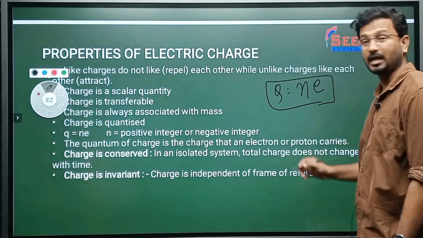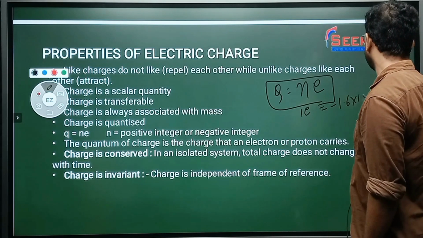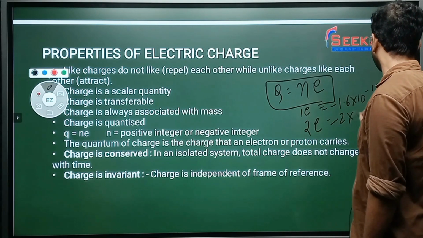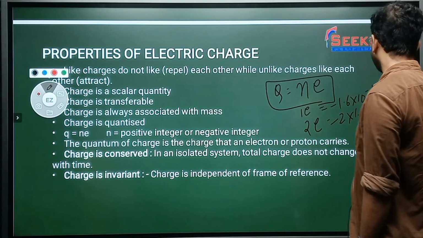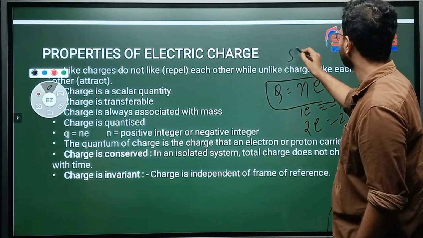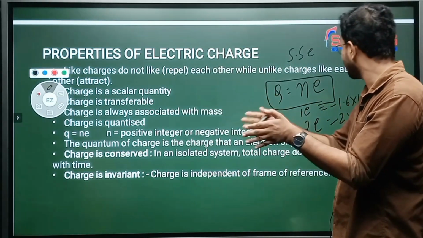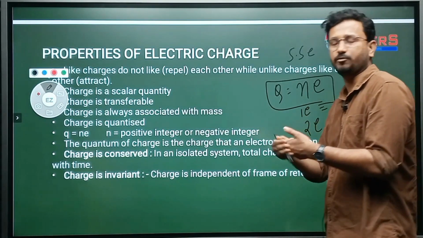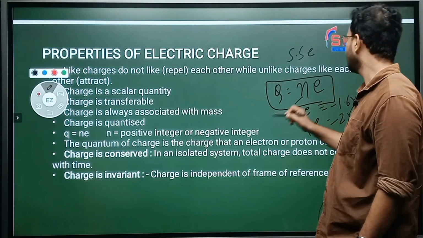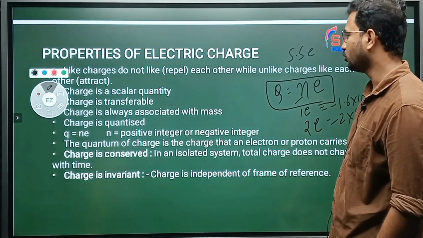Either on an object there can be one electron, so the charge on that object will be minus 1.6 into 10 to the power minus 19 coulomb, or there can be two electrons, so 2 into 1.6 into 10 to the power minus 19, or 3 or 4 or 5 or millions. It cannot be like 5.5 electrons. It's not possible that on an object there are 5.5 electrons. So charge will always exist in quanta. The literal meaning of quantum is a step, so it exists in steps. q equals n e, where n can be an integer 1, 2, 3, 4, 5, 6, 7, 8, 9, 10, 11 up to millions. So charge is basically quantized.